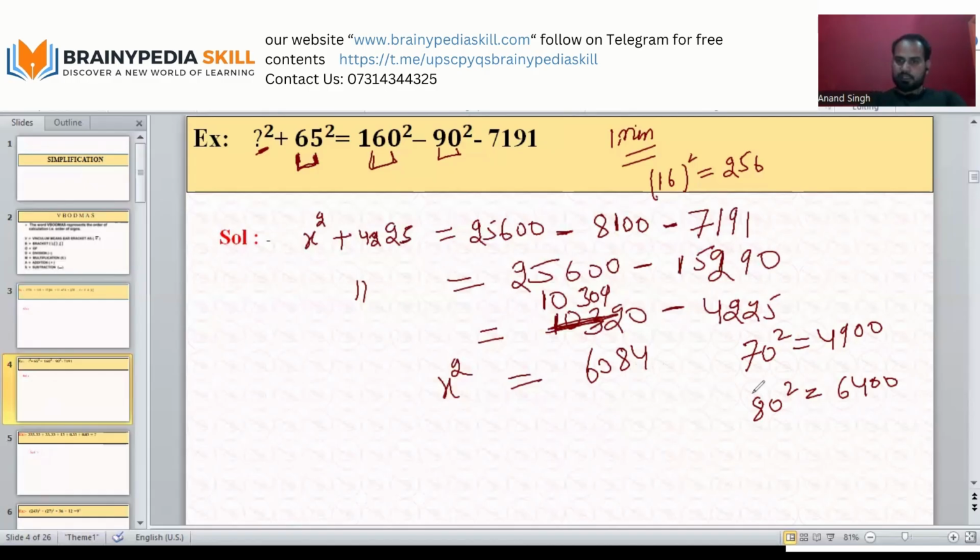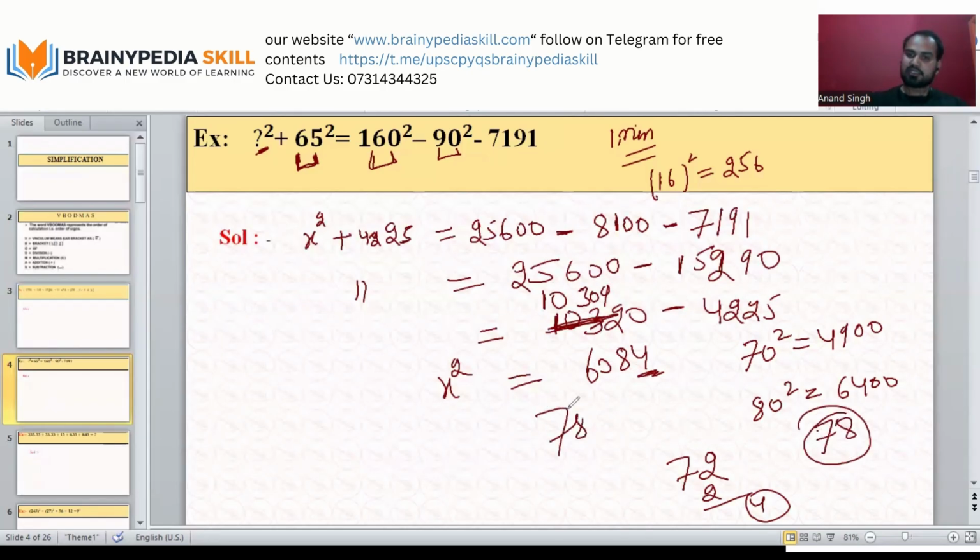So which number? It ends on 4, so there are only two possibilities. Either it is going to be 72, because the unit place digit is going to be 4, or it is going to be 8, like 78. So 78 will be the right answer, because 72 will not be near this particular number, right? So 78 will be the answer for this particular question, right?